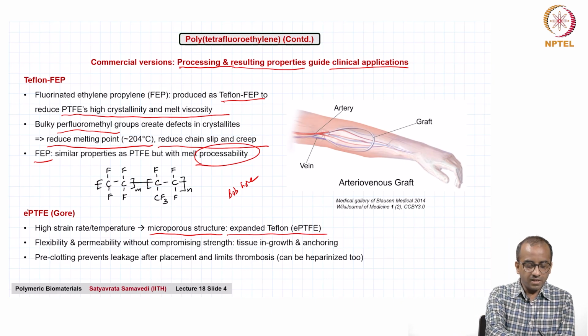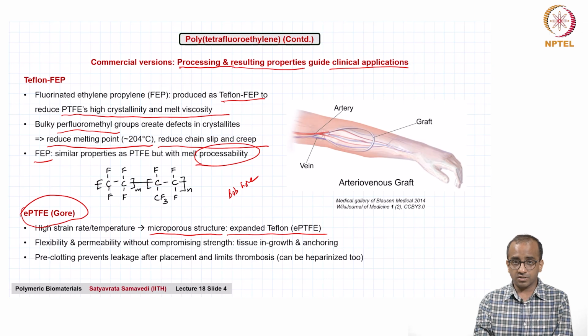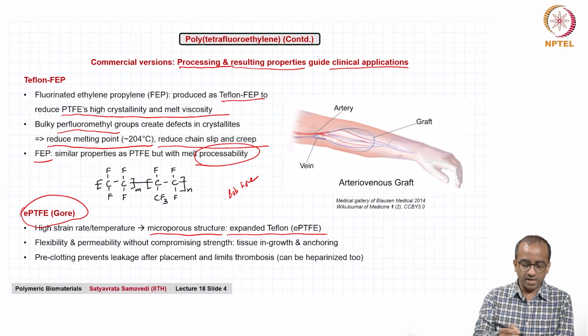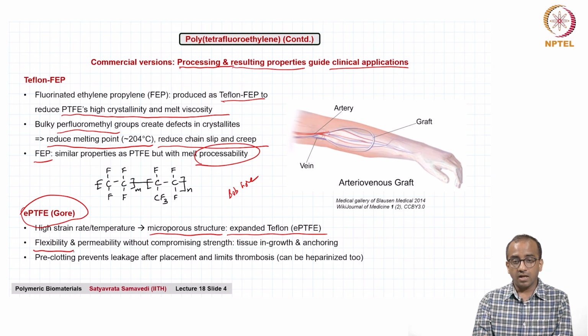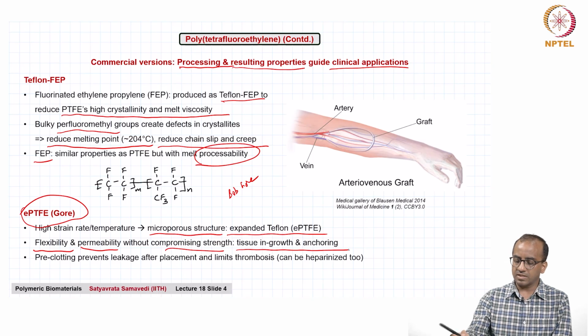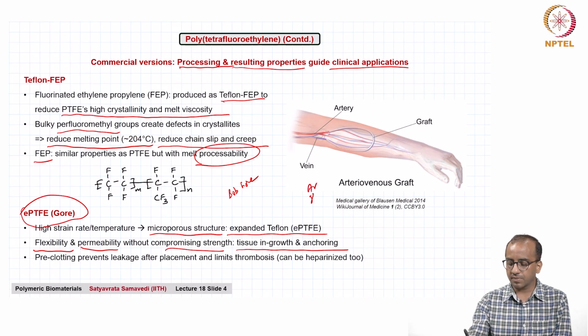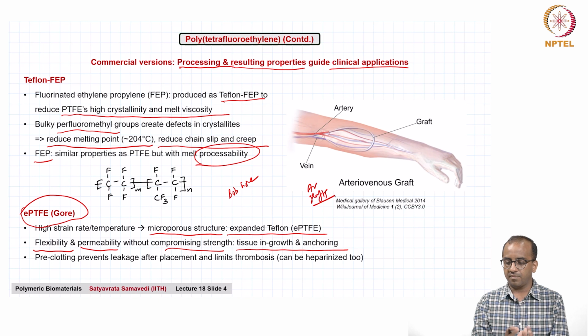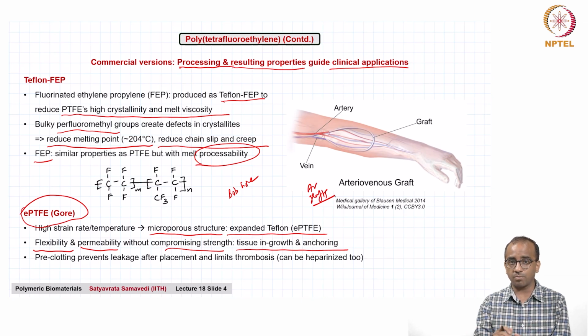So, ePTFE, because of its microporous structure, is more flexible than PTFE and also allows permeability, but without compromising strength. So, this microporous structure also allows tissue ingrowth and anchoring when used as vascular access grafts. So, essentially these AV grafts, as they are called, are essentially shunts that are placed for drawing out blood and purifying it outside and sending it back to the patient for people who have lost their kidney function.